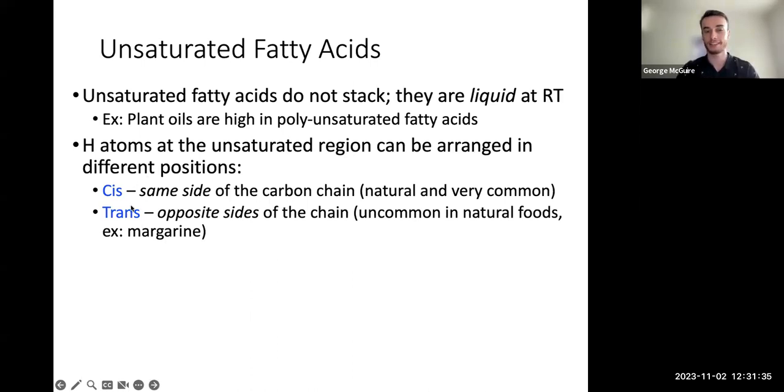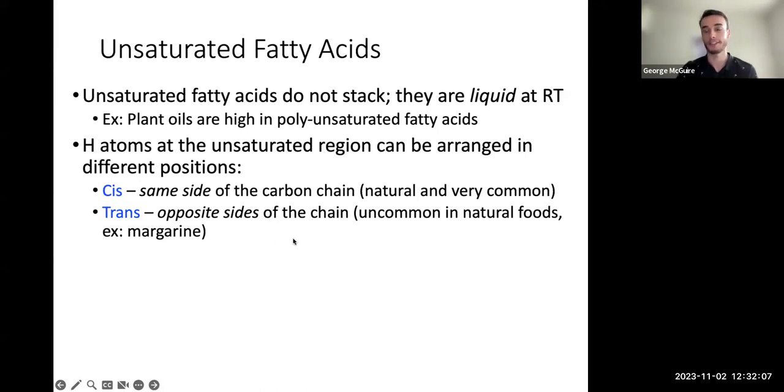But trans fats also still have that double bond. However, the hydrogens that are bonded to those carbons are on opposite sides. And what this does is it essentially nullifies the kink that would have been there in a typical unsaturated fat, because the hydrogens are on opposite sides. That causes the chain to go back towards an almost linear structure and thus become more solid. And this is a purely artificial product. There are no natural sources of trans fats.